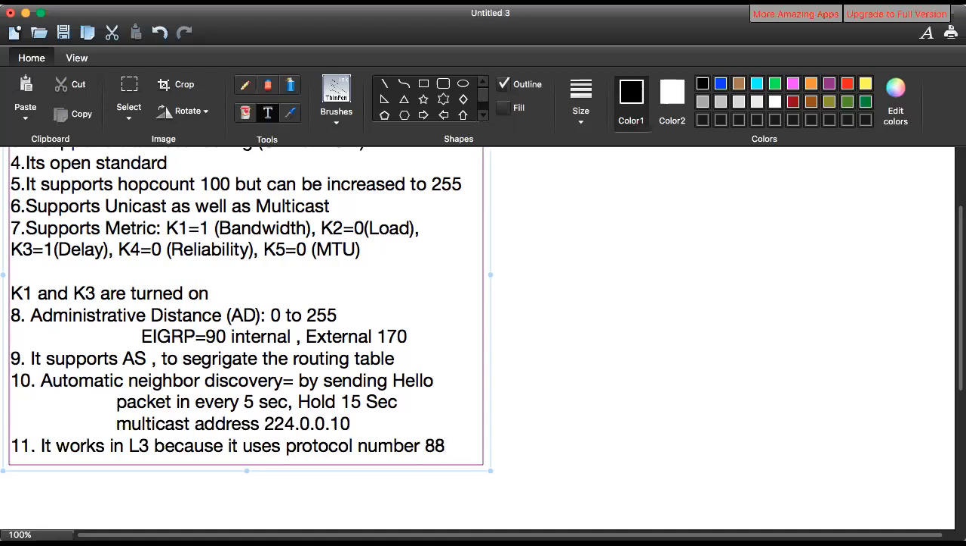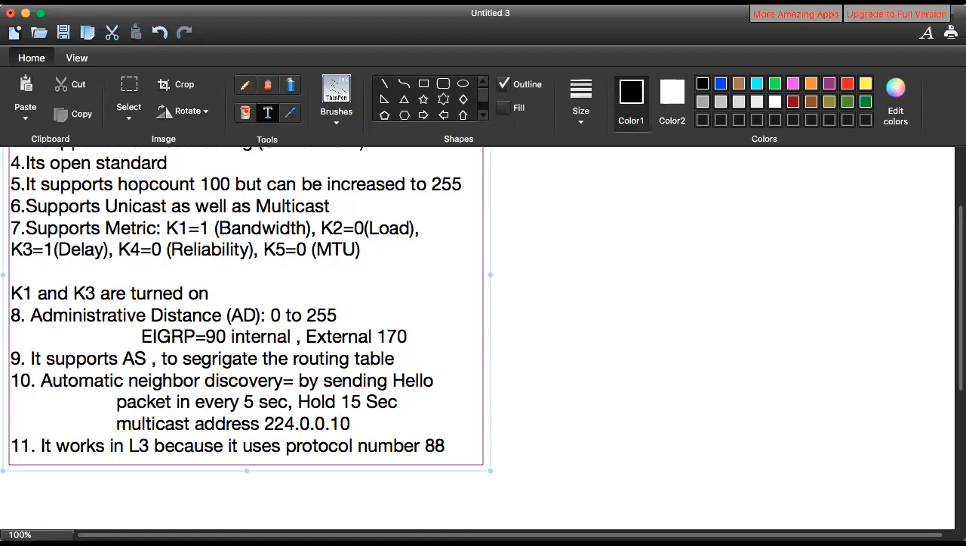So if you block this protocol number 88, maybe using an access list, the hello will never be sent. EIGRP will never find the neighborship. Then there is no routing information shared either. Exactly, because when it sends the hello multicast, it says I am protocol number 88, meaning I am EIGRP, working in layer 3.